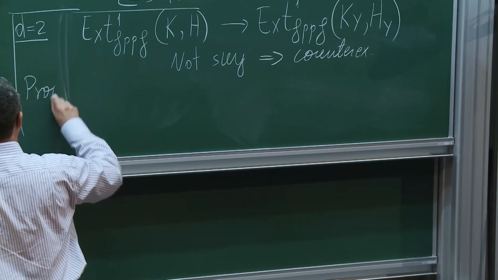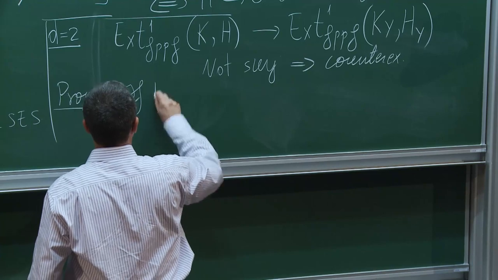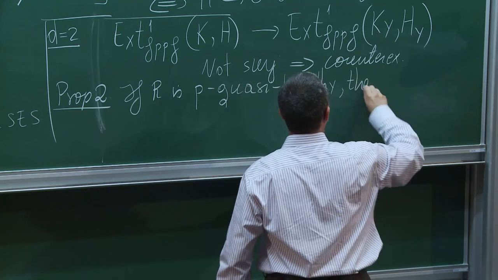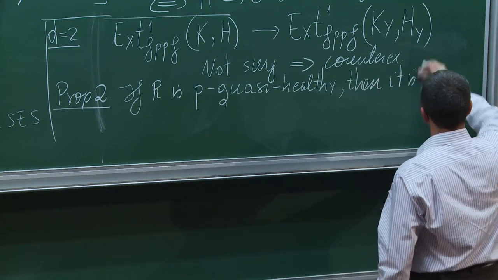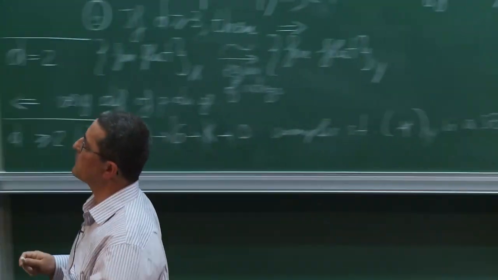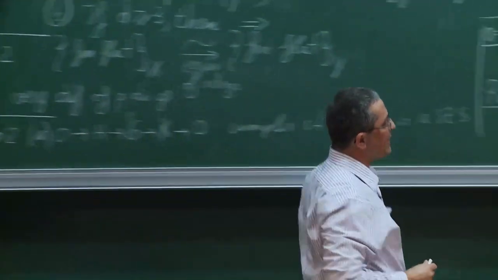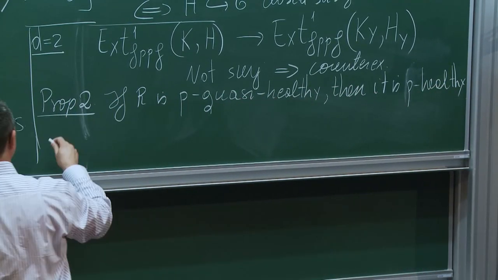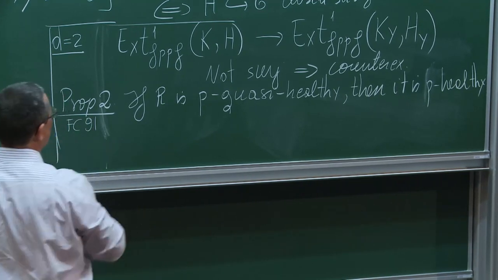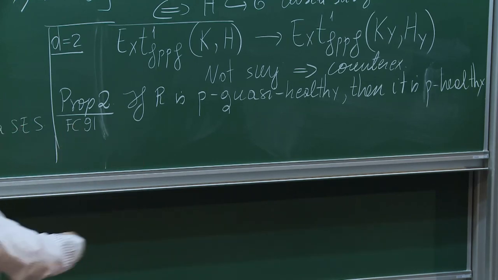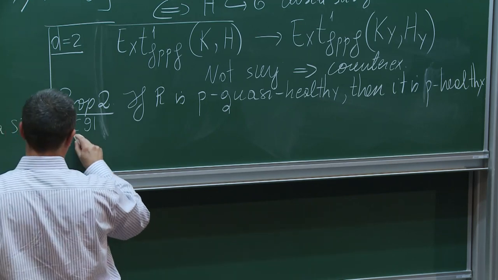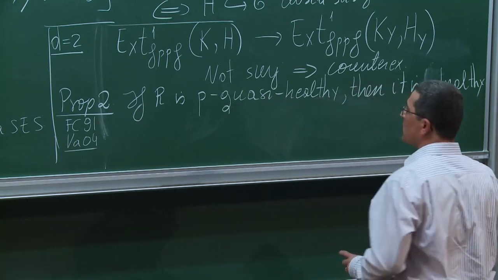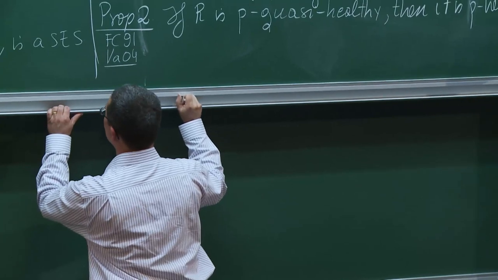And I mentioned to you that this is a proposition 2 as well, that if R is p-quasi-Henselian, then it is p-Henselian. I had the impression that I forgot something. This is essentially done in the book. All the ideas are there, but the argument in so much generality is not that easy to follow. There is a more recent proof of mine from 2004, which is much shorter, of course, because we just concentrated on what we needed. So definitely we have this implication.